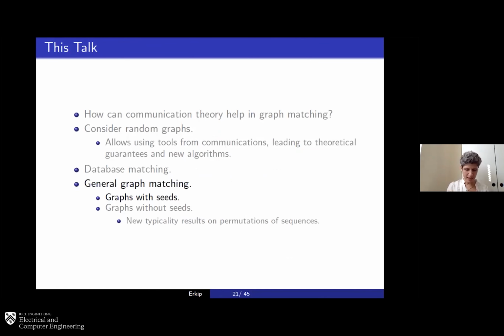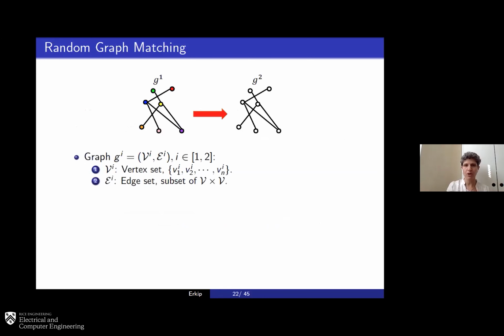So now I want to come back to this graph matching problem and the general graph matching. When the graphs are no longer bipartite, things get a little more complicated. But first I want to talk about graphs with seeds, where things are not that complicated, and it has a direct relation to bipartite graphs and the database matching.